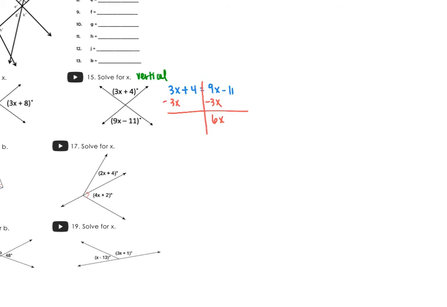So this is 6x minus 11 equals 4. And now I'm going to add 11. And now to solve for x, I'm just going to divide both sides by 6. So 15 divided by 6 is 2.5.